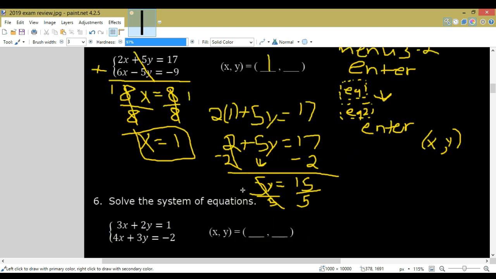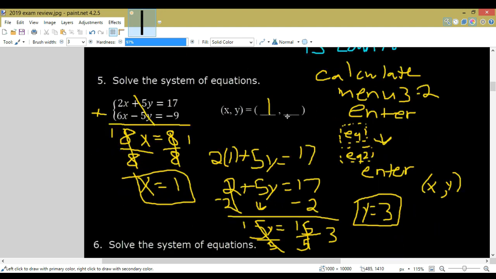5y divided by 5 is 1y. 15 divided by 5 is 3. Y equals 3. So your intersection is (1, 3). That's your solution to the system of equations.